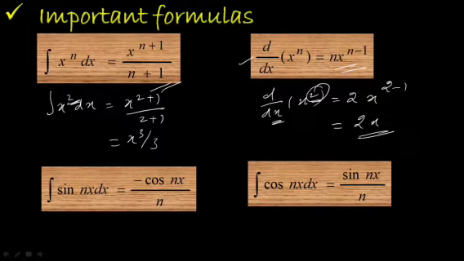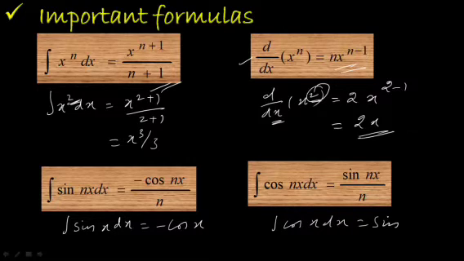Now, integral sin nx dx is equal to minus cos nx by n. You know the formula for integral sin x dx, that is minus cos x. So if it is nx, that is minus cos nx divided by n, and integral cos nx dx is equal to sin nx divided by n. You know the formula for integral cos x dx, that is sin x. Here x has coefficient 1, so no need to write divided by 1. If it is more than 1, we have to mention that in the denominator. So this is a general formula for sin nx and cos nx.